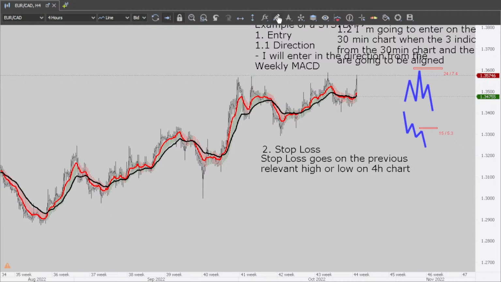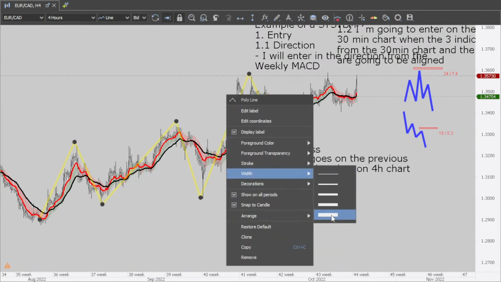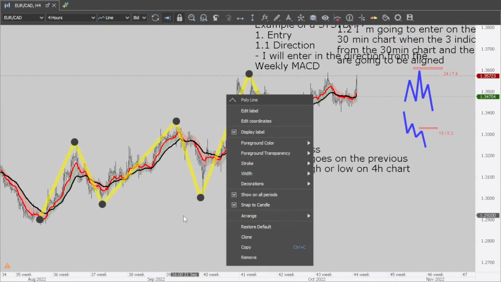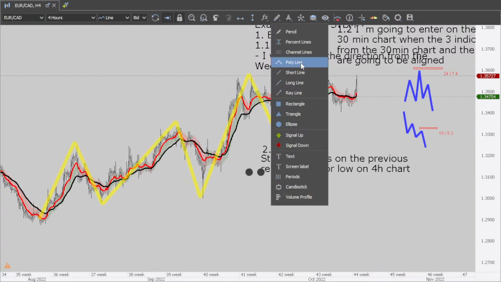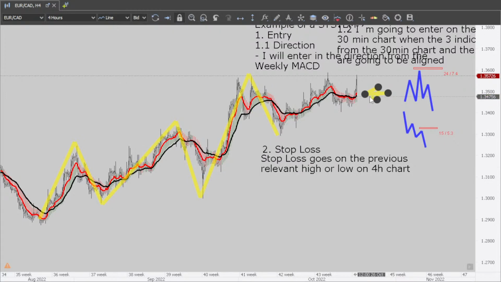So talking about extension, retracement, extension, retracement, extension, retracement. Okay, so I would enter in here, I have a signal to enter on the 30-minute chart. I say, well, stop loss goes on the previous relevant low, which is this one. Can I do this? Is there anything wrong?